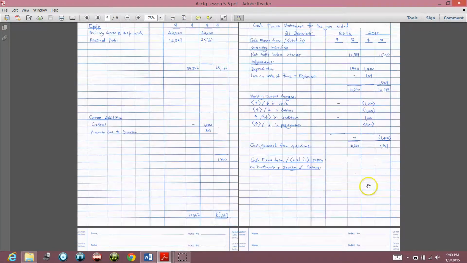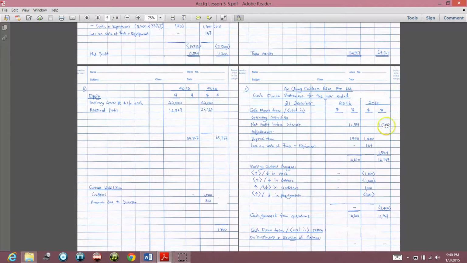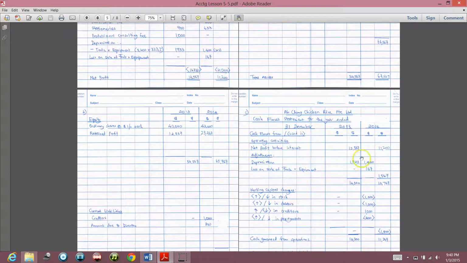Okay, then now we do the cash flow statement. Net profit before interest will be this net profit put here. Then depreciation is 1,004, calculated already. Then loss on sale of tools and equipment is 167, so I also add back. You know why all this depreciation and loss on sale of equipment I add back?